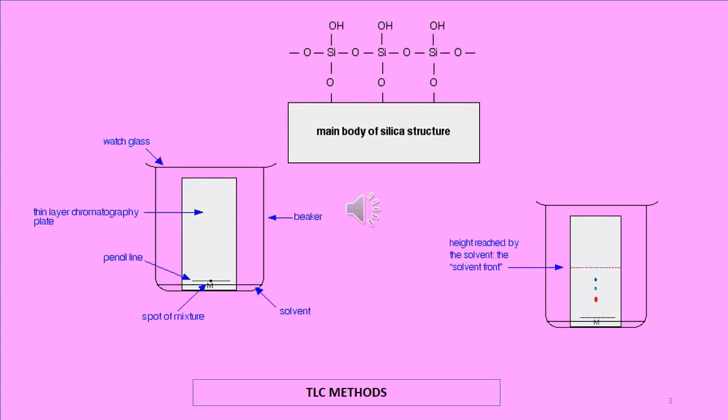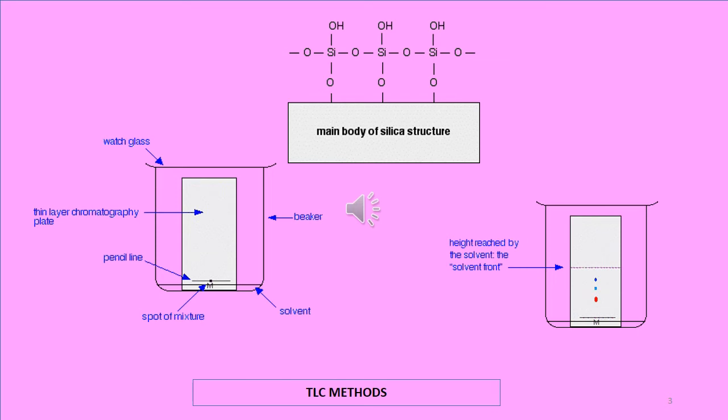The silica, which is used as an adsorbent material in the TLC plate, we can see that silica consists of silicon, which is surrounded by 3 molecules of oxygen and 1 hydroxyl group. This is the main body of the silica structure.